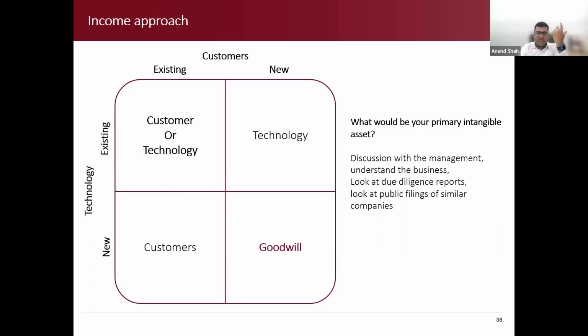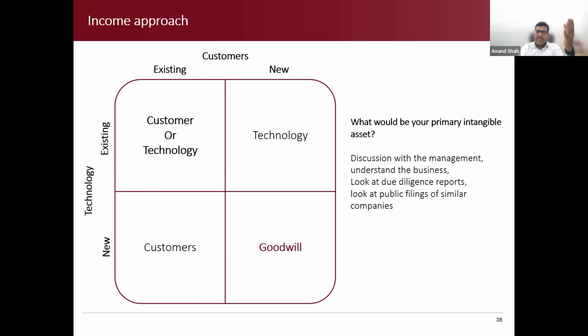Now, once you've identified your intangible asset, 90% of the time it will be either a customer related asset or a technology related asset. Even in customer, it will not only be customer contracts, it'll also be customer relationships, and they are generally clubbed together when you're doing a valuation for a PPA. So what are the cash flows from customers that I should consider when I'm valuing a customer related asset? I will look at only cash flows which are generated by existing customers.